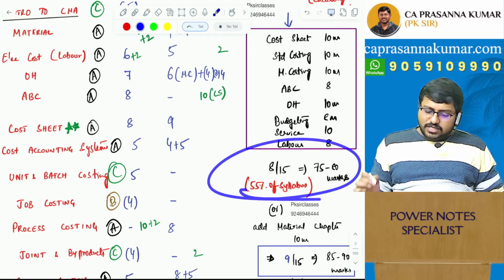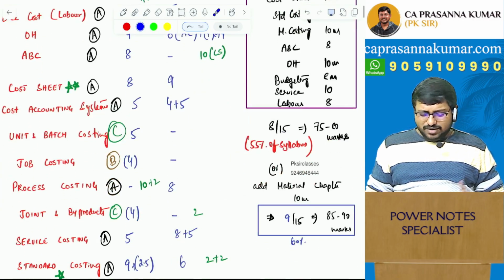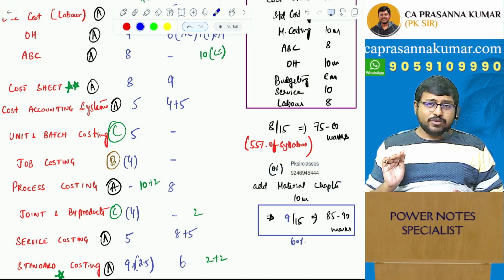If you say, no sir, then you can try this as well: 8 out of 15 and 75 to 80 marks you can attempt. But I would rather say add the material chapter also and go for this, right?